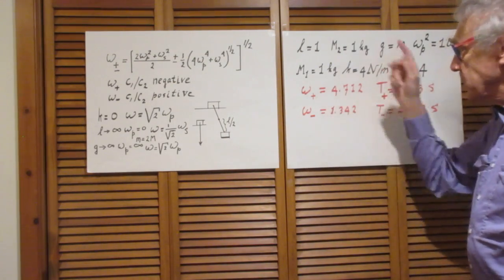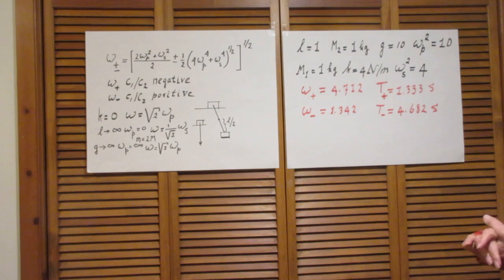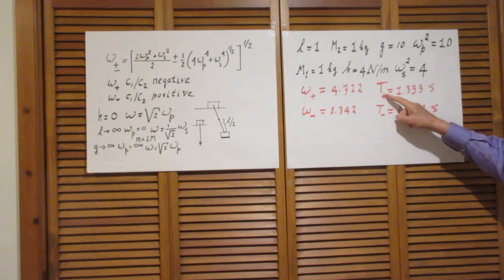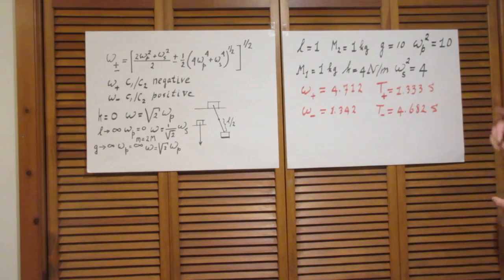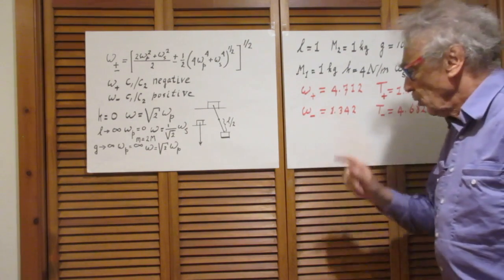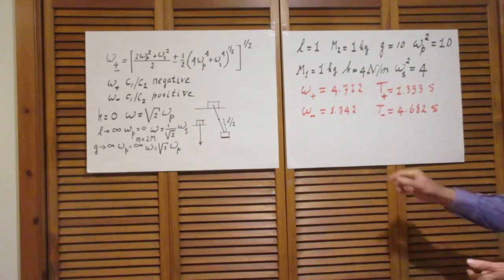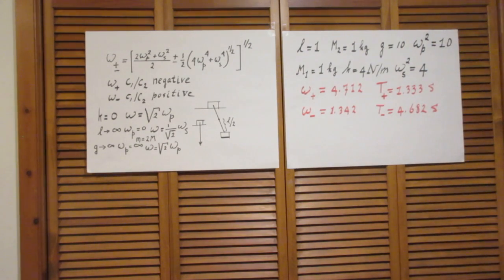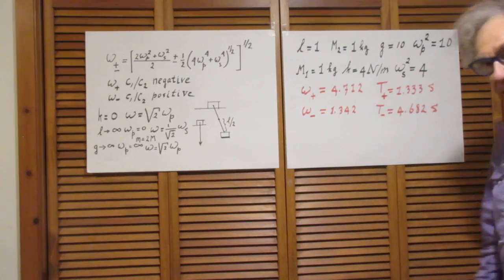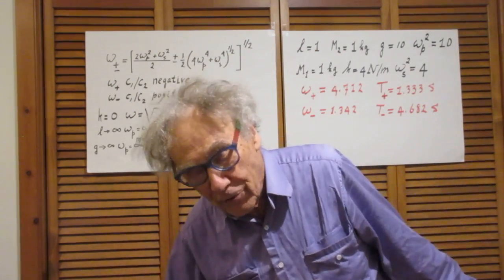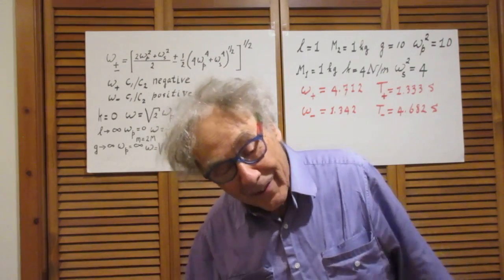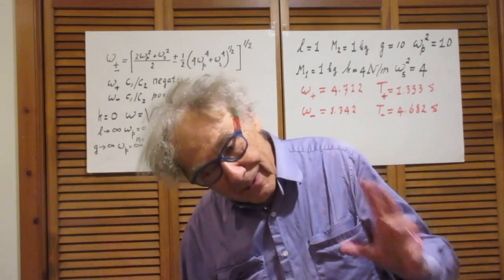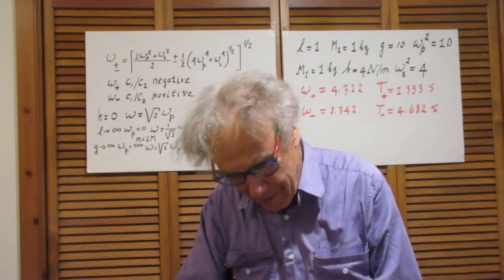So omega plus, that is the highest normal mode frequency, is 4.712 radians per second, and that makes the period 1.333 seconds. The lowest normal mode frequency is 1.342 radians per second, and that makes the period 4.682 seconds. And so, these numbers, for me, are worth their weight in gold. I can tell within 3 seconds whether your answer is right or wrong.